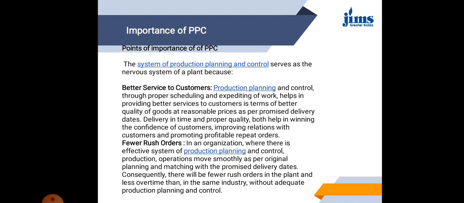Delivery in time and proper quality both help in winning the confidence of customers, improving relations with them, and promoting profitable repeat orders. Point number 2, fewer rush orders. When everything is planned properly and scheduled properly as per timetables and plans, there are very few rush orders and therefore emergencies will be reduced. Also, there will be less overtime than without adequate production planning and control systems.